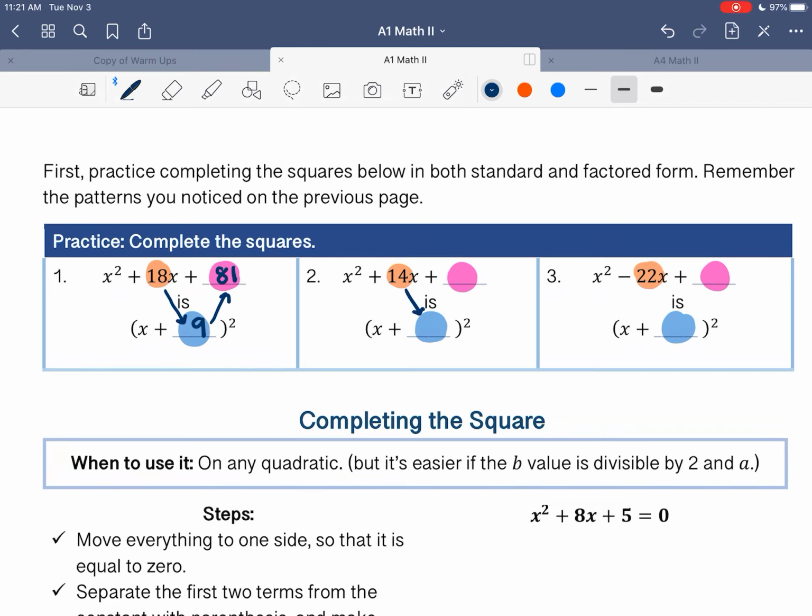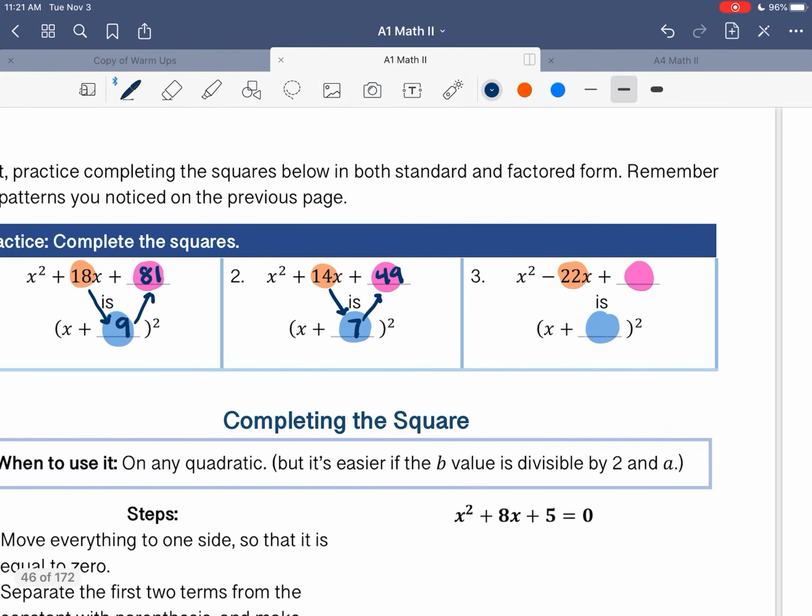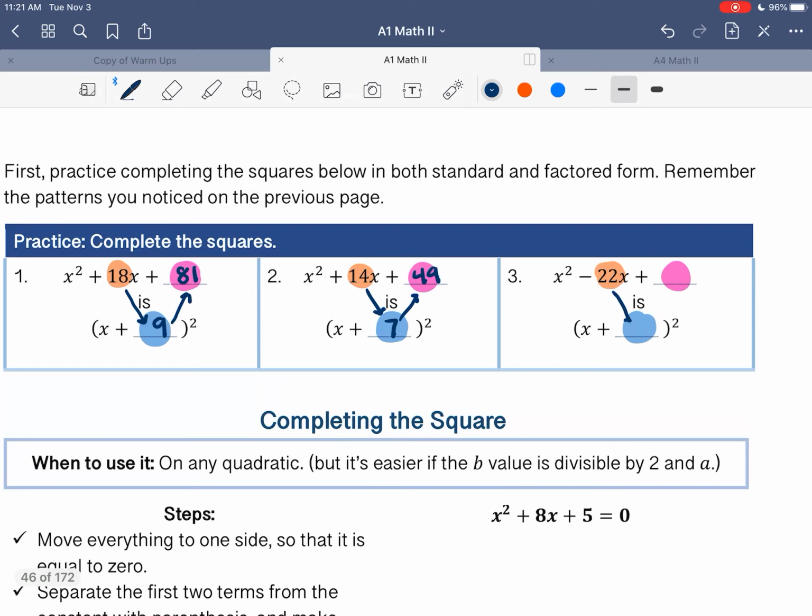14 divided by 2 is 7. 7 squared is 49. Negative 22 divided by 2 is negative 11. Negative 11 times itself is 121. You can double check that on a calculator. 121.